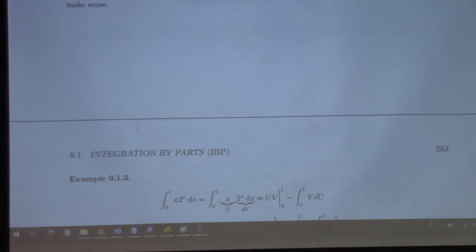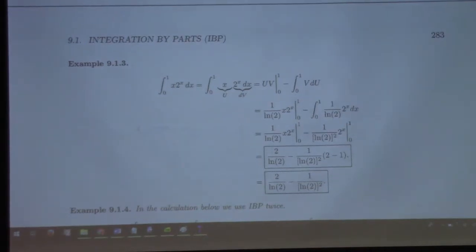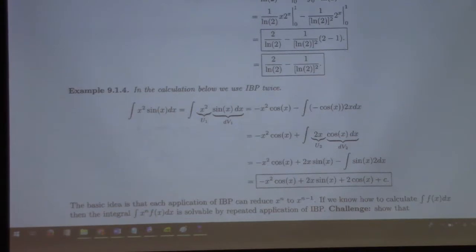I have more examples. Example 3, here's x times 2 to the x. You know, you can look at that one. Here's integration by parts twice with sine. We did e to the x, but this is kind of the same example, except x squared multiplies sine instead of e to the x.